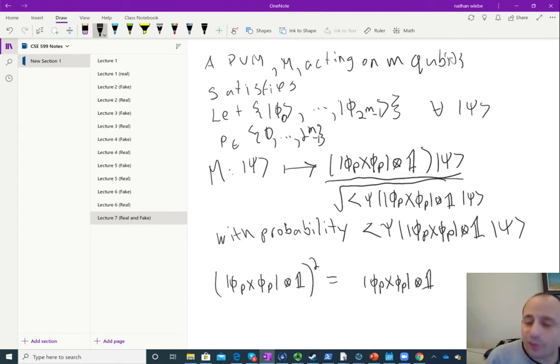Okay, so therefore this is a projector, because projectors are defined to be matrices such that when you square them, you get itself back. Cool. All right, so that is the definition of a PVM. So the way that you can think about doing a partial measurement on a quantum computer is that you measure an outcome and then you apply the projector corresponding to that outcome to the state. And here, these are the qubits not measured.